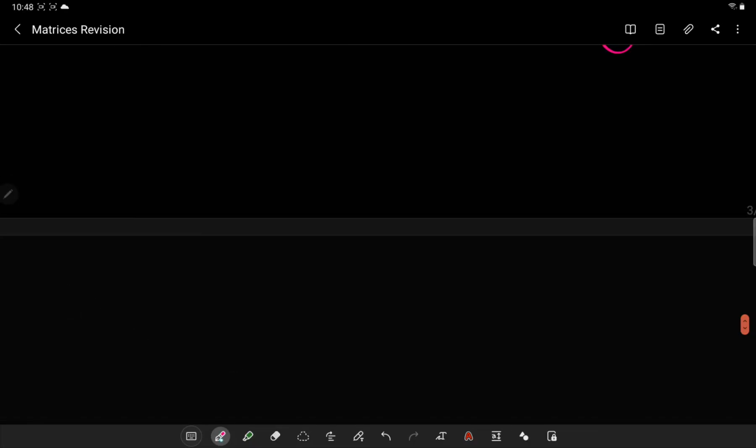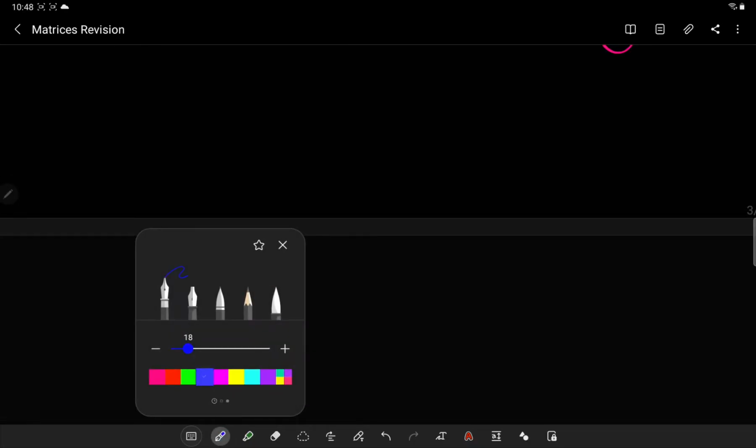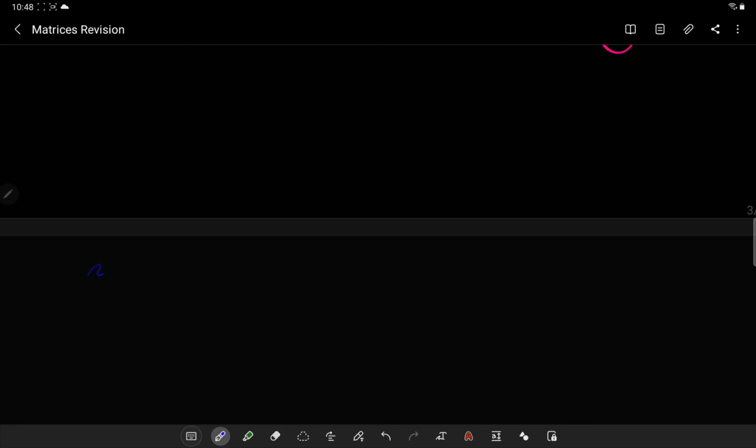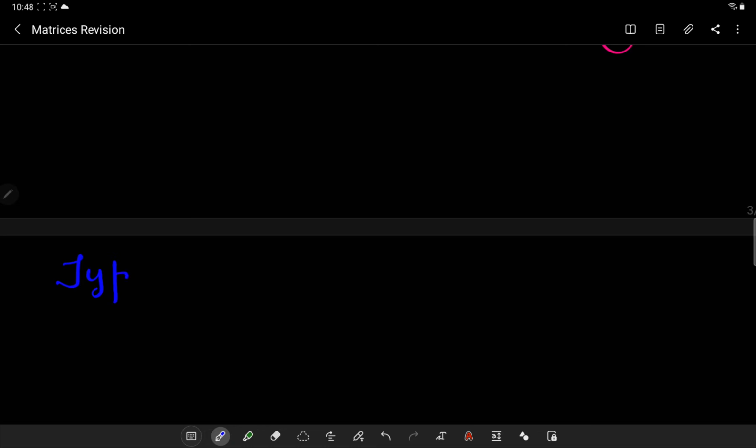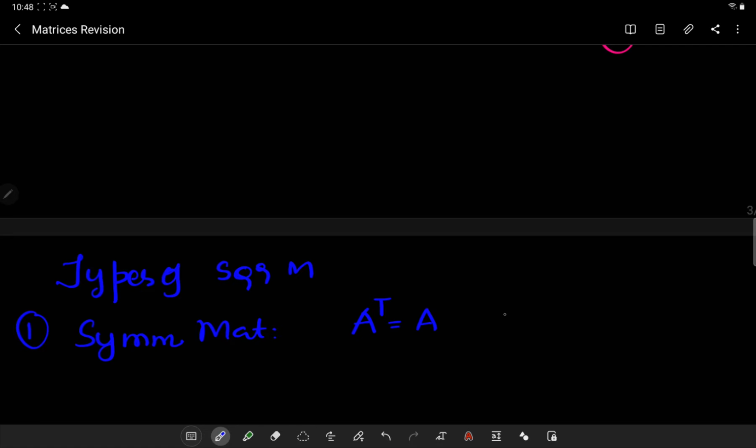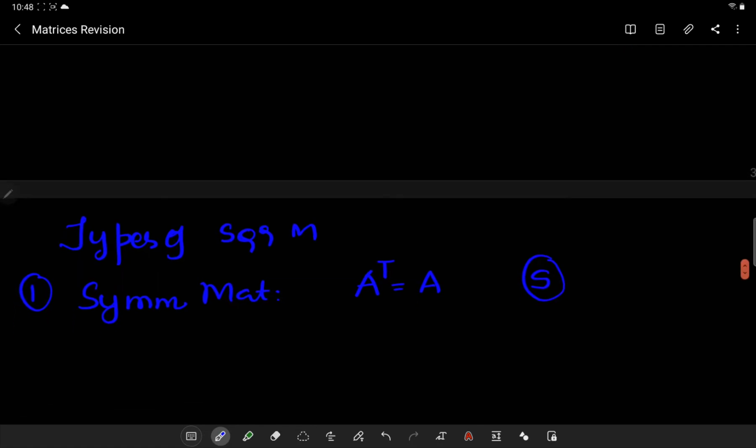Friends, today let's continue with the matrices formulas. So today we will discuss the different types of square matrices. Now, what is the first type of square matrix? Symmetric matrix. Now, what is a symmetric matrix? If your A transpose is equal to A, it is called a symmetric matrix.